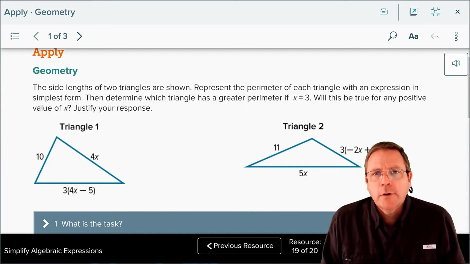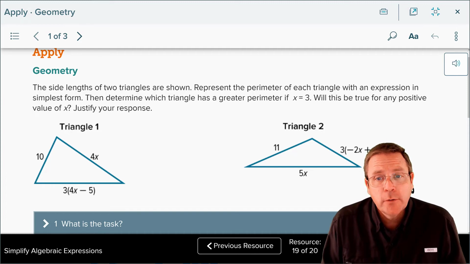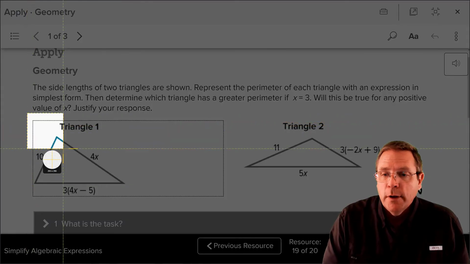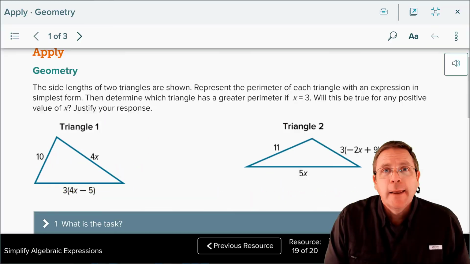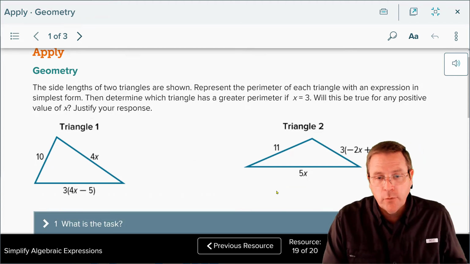So what we have to do, of course, is start off by finding the perimeter, or the distance around each triangle, by adding the 3 sides. That's going to involve some distributive property too. From there, you're going to have to substitute in 3 for the value of x in each of them and see what the final answer is to find out which one is going to be larger if x is equal to 3.